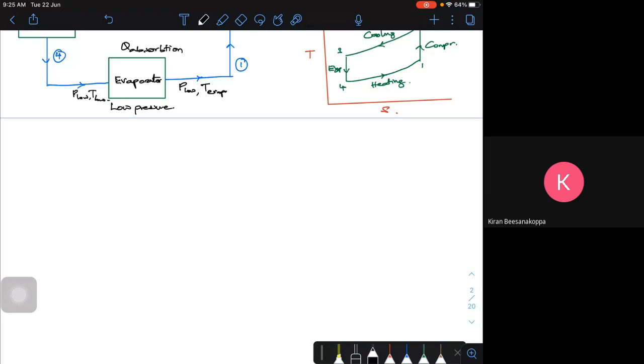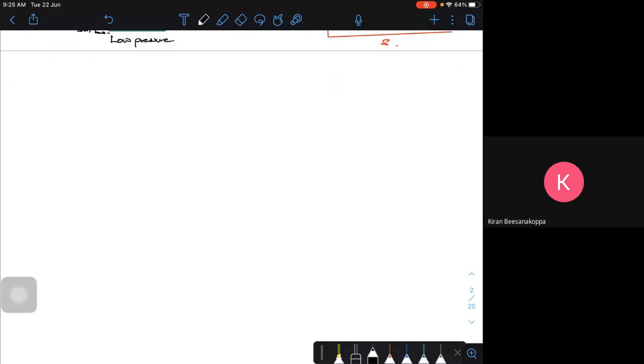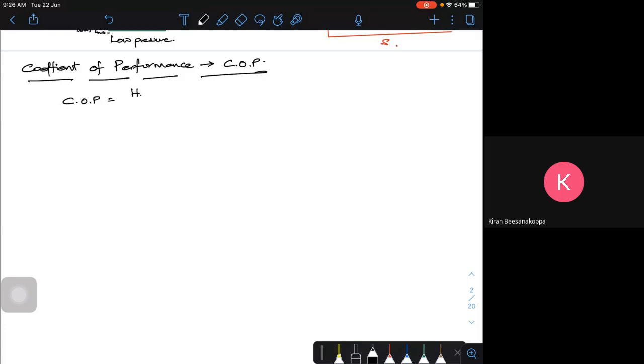What is this coefficient of performance? Let's write that. In refrigeration, we have the coefficient of performance. It is already studied in your basic thermodynamics course, but still I am trying to define it. COP, or coefficient of performance: it is the ratio of heat absorbed to work done.